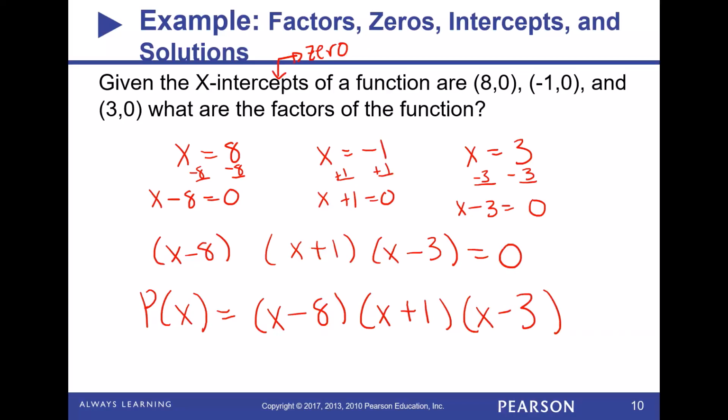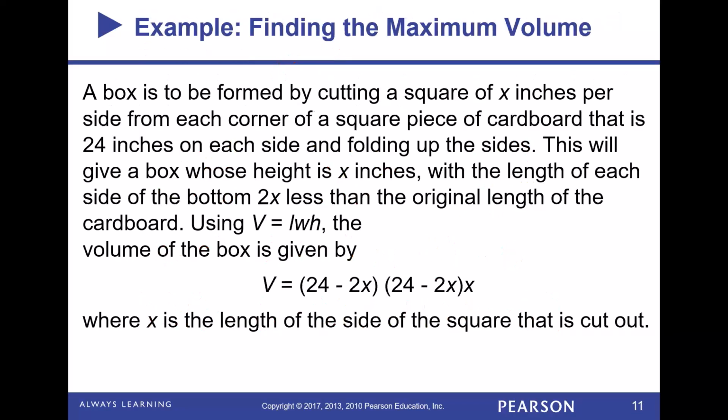Okay, let's continue. Now, where is this actually useful? Well, what if I gave you something like a box formed by cutting a square of x inches per side from each corner of a square piece of cardboard? Now, the cardboard is 24 inches on each side. It's a square, so remember, all sides are the same. And this will give you a box whose height is x. I don't know how much I'm cutting out just yet.